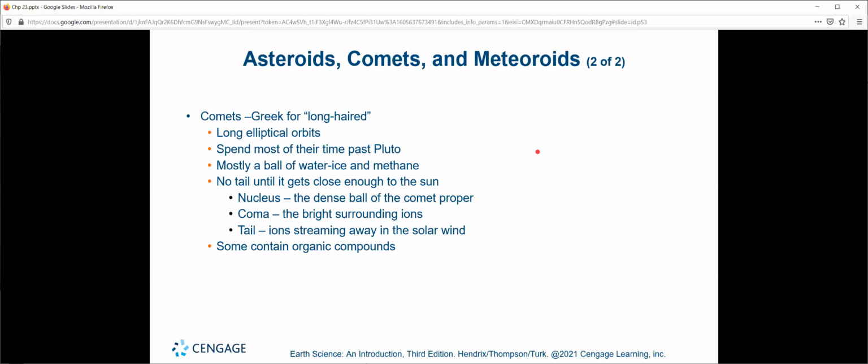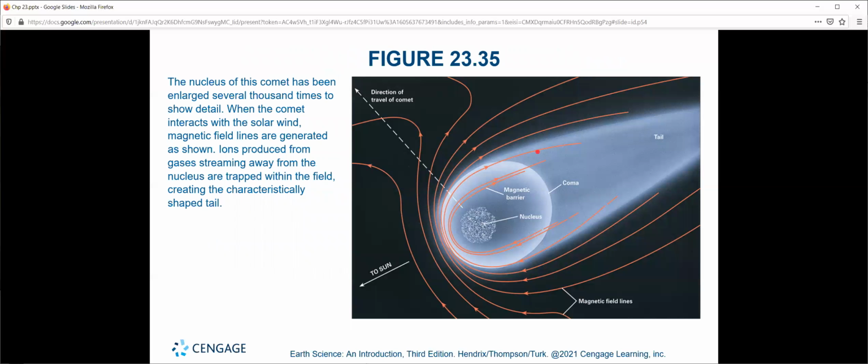Those are asteroids. We can also talk, of course, about comets. Comet comes from the Greek meaning long-haired, funny enough. Comets, as opposed to asteroids, have very long elliptical orbits. Most of them spend their time out past Pluto and are thought to be mostly balls of water, ice, and methane. Comets don't necessarily have tails; they're just flying-around balls of ice until they come close enough to the sun. When they do, the dense ball, the nucleus, essentially starts to melt away, giving you a coma of some bright ions, and then a tail streaming away, being caught by the solar wind, as shown here.